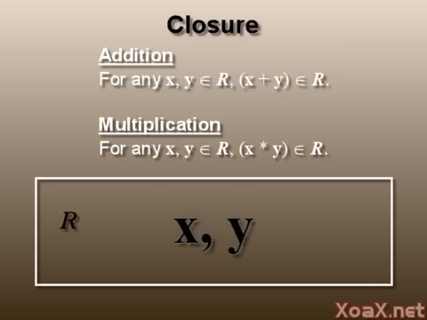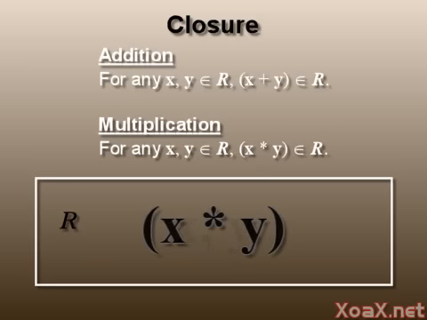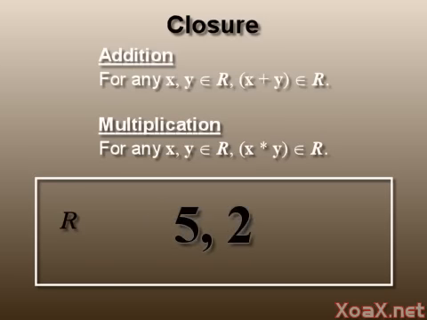Likewise, for real numbers x and y, their product is also a real number. If we take x and y to be the real numbers 5 and 2, and multiply them, the result is 10, which is also a real number.